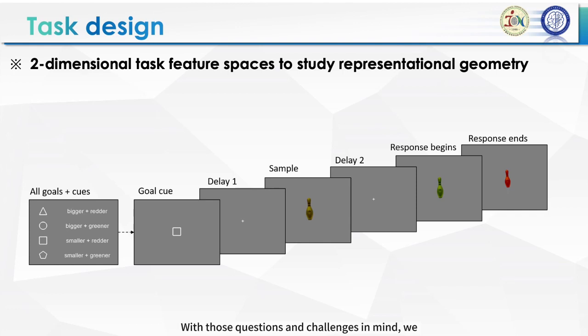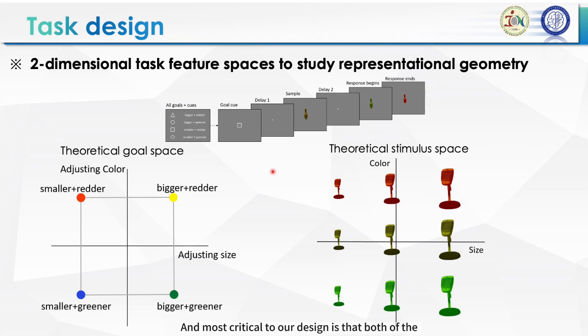With those questions and challenges in mind, we designed a novel delayed continuous recall task in which the participants first need to remember a task goal, followed by a sample stimulus, and at the later response period, they need to recreate the stimulus color and size according to the goal. And most critical to our design is that both the task goals and the sample stimulus features formed a two-dimensional task space, which can act as a template to compare the representational geometries with.